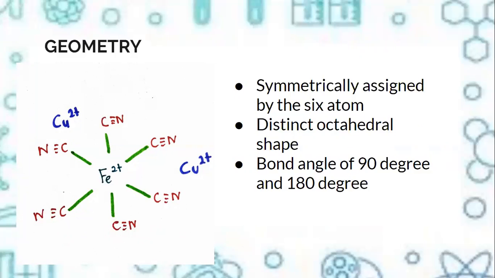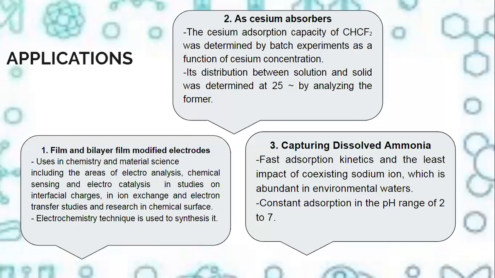So the geometry for this molecule is symmetrically assigned by the six atoms of CN. It has a distinct octahedral shape. Also, it has a bond angle of 90 degrees between the CN ligands side to side and 180 degrees for the CN ligand opposite the ligand. So that's all for the geometry. Next, we move to Pizza for the applications.